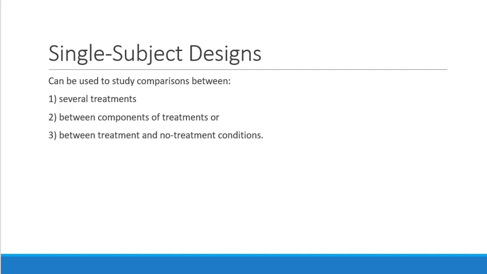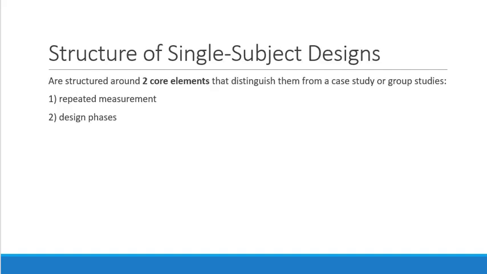Single subject designs can be used to study comparisons between several treatments, between components of treatments, or between treatment and no treatment conditions. There are 2 core elements: the repeated measurement and the design phases. And again, it's important to highlight that single subject designs are not case studies.